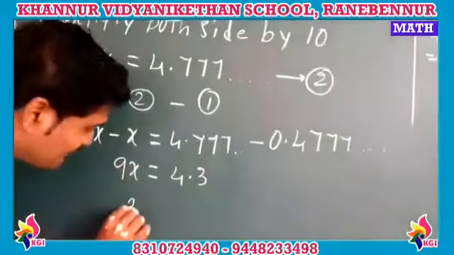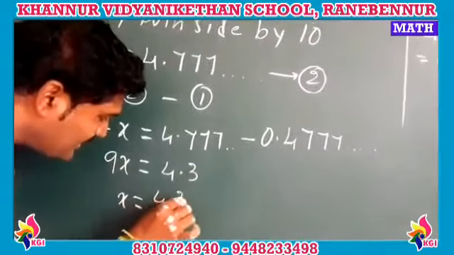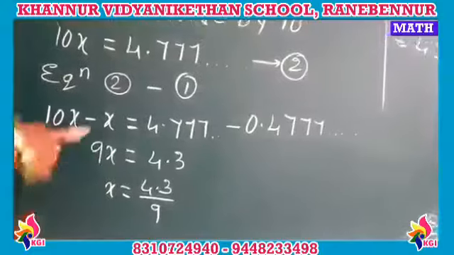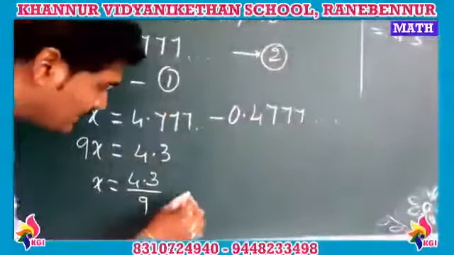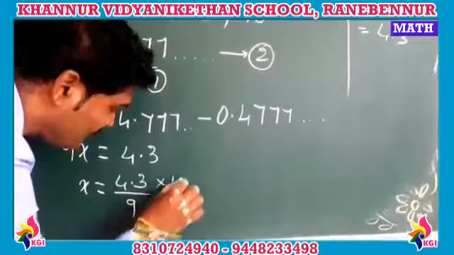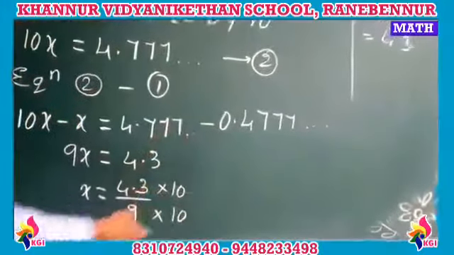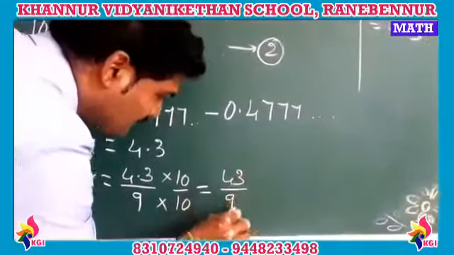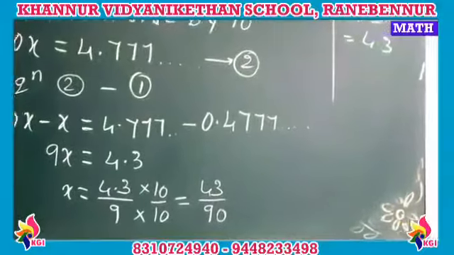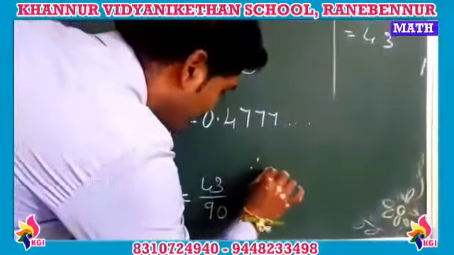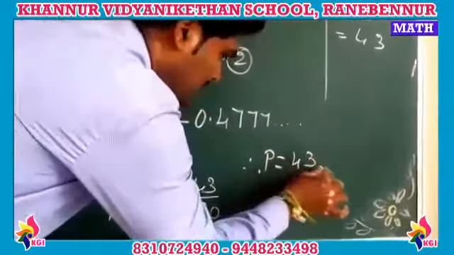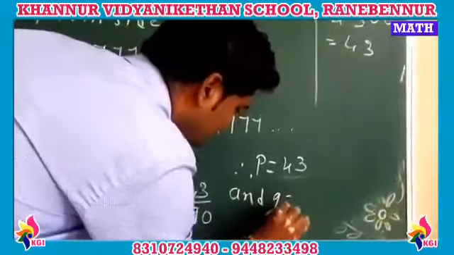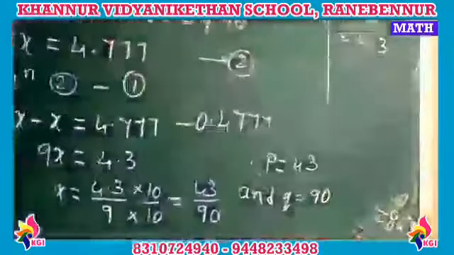So next, what am I going to get? x is equal to 4.3 divided by 9. So again we have got a decimal number. So we want to remove the decimal, what do I need to do? I need to multiply this with 10. Why? Because the decimal should shift by one digit. So at the end what am I going to get here? 43 divided by 90. It is there in the form of p by q. So therefore p is equal to 43 and q is equal to 90. Understood, children?